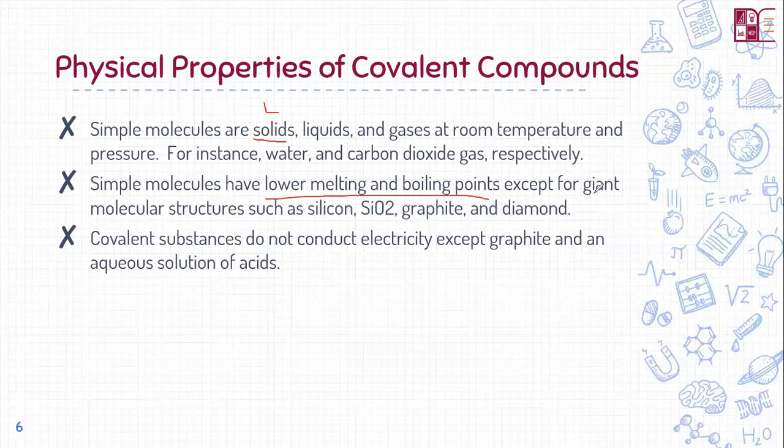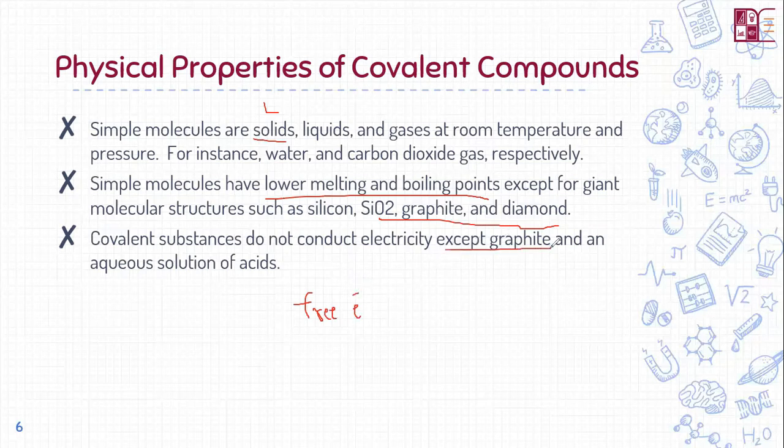If I talk about giant molecular substances, for example, silicon dioxide and graphite and diamond, they have higher melting and boiling points. Covalent substances do not at all conduct electricity. They will never ever conduct electricity because they do not have any free moving electrons to conduct it. All of their electrons are used up to be shared between the atoms.